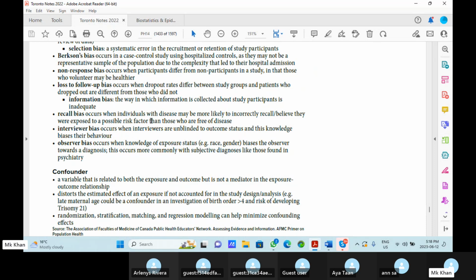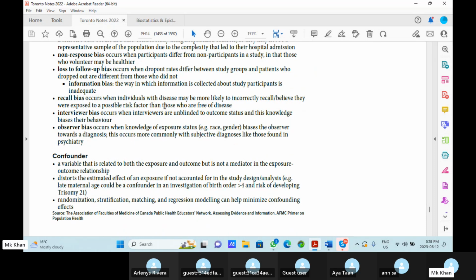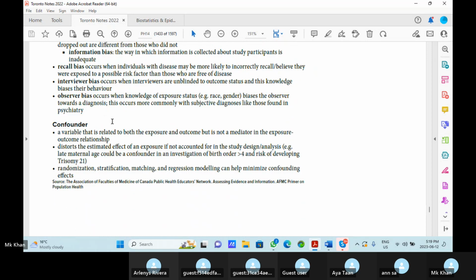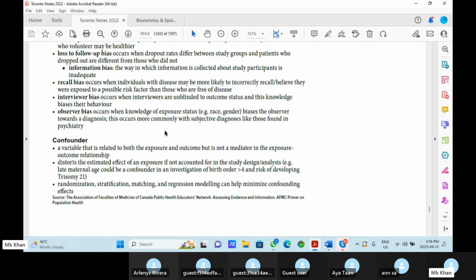So they don't have a sharp memory, so they cannot say exactly what happened, they cannot recall it. So that is the recall bias. And interviewer bias occurs when interviewers are unblinded to outcome status, and this knowledge biases their behavior. Observer bias occurs when knowledge of exposure status biases the observer towards a diagnosis. This occurs more commonly with subjective diagnoses like those found in psychiatry. So these are all the different forms of bias.